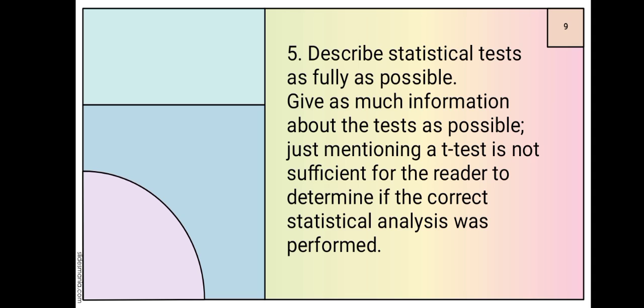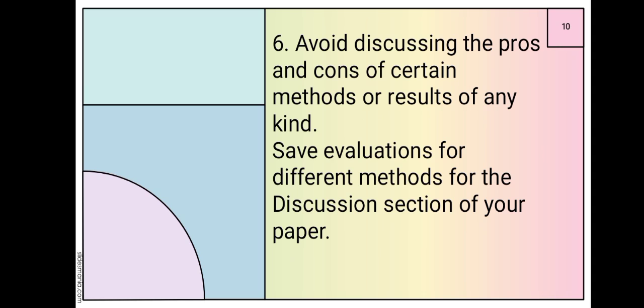5. Describe statistical tests as fully as possible. Give as much information about the test as possible. Just mentioning a test is not sufficient for the reader to determine if the correct statistical analysis was performed. 6. Avoid discussing the pros and cons of certain methods or results of any kind. Save evaluation for different methods for the discussion section of your paper.